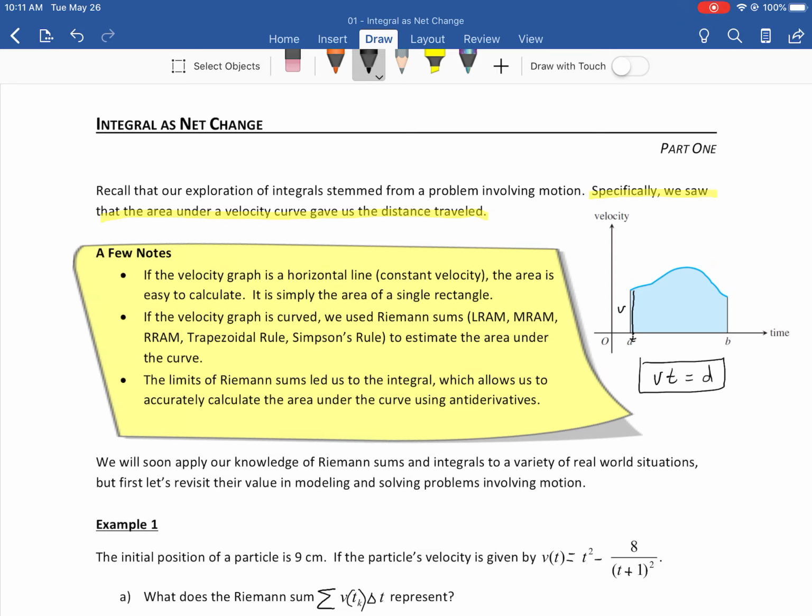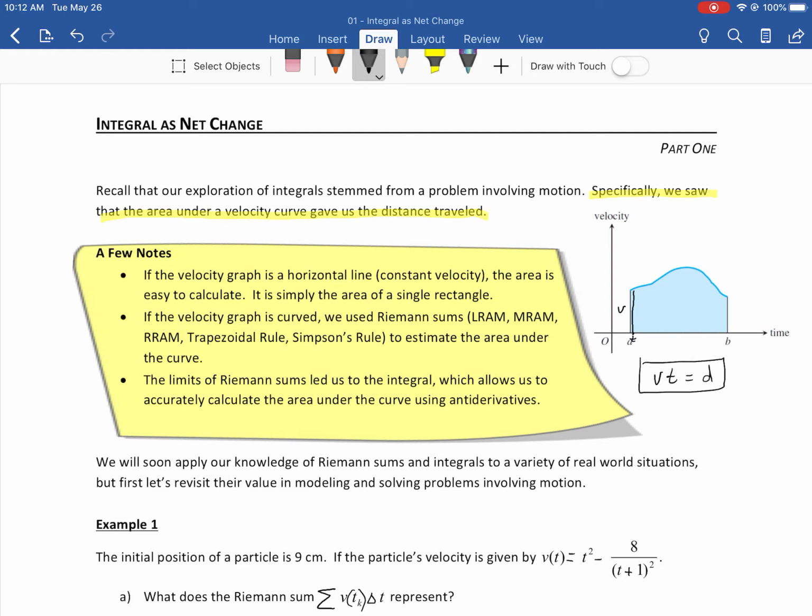We used Riemann sums. We used LRAM and MRAM and RRAM to do these things, and we often had our calculator to bail us out. And we had the trapezoidal rule and Simpson's rule. And if those things have dropped back into your memory a little bit, that's okay. I'll review them as we come up to them. And we use those things to estimate the area of the curve.